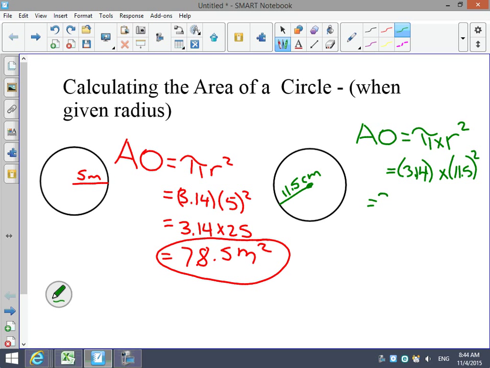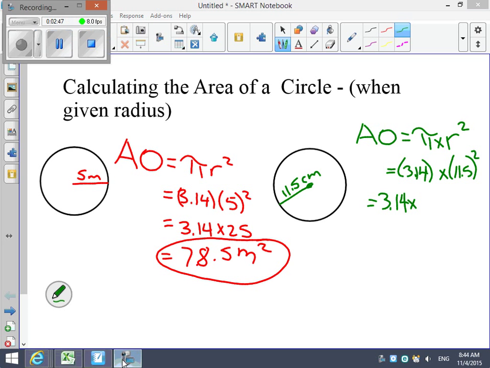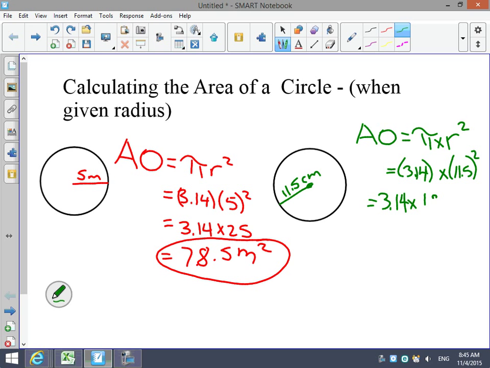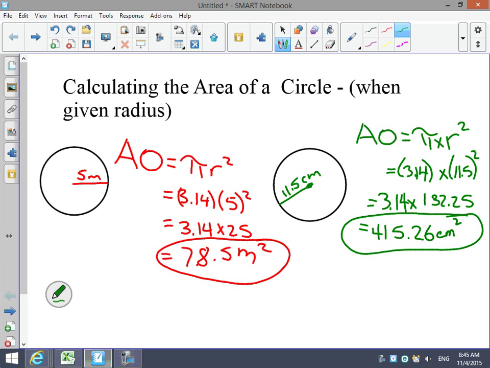You have to do the squared first, so I'll just write 3.14. I don't have to keep putting the brackets in because that was just to show what I substituted. And 11.5 squared is, give me a second because I have to grab my calculator. 11.5 squared is 132.25. Now I multiply that by 3.14, and I get an answer of 415.26. What was my unit? My unit was centimeters squared. Circle it just so your teacher can find your answer. Once you know the formula, it's a straight substitution.